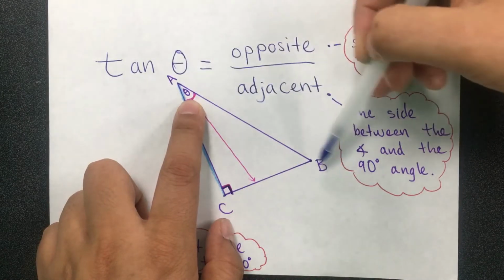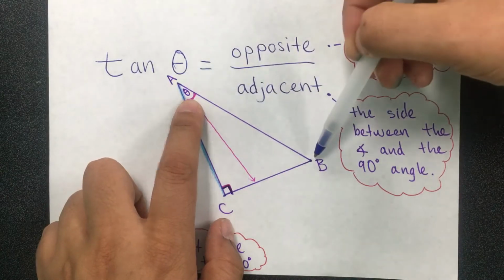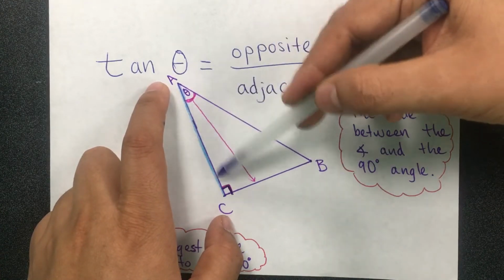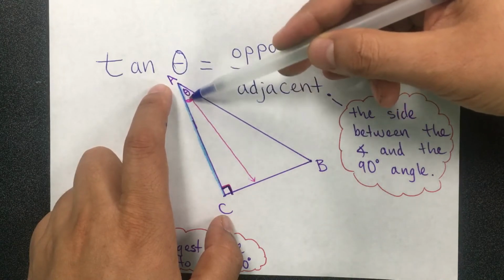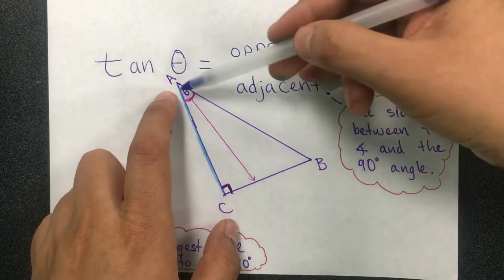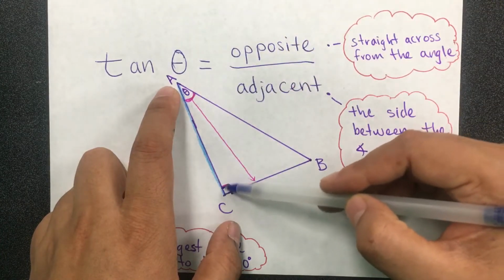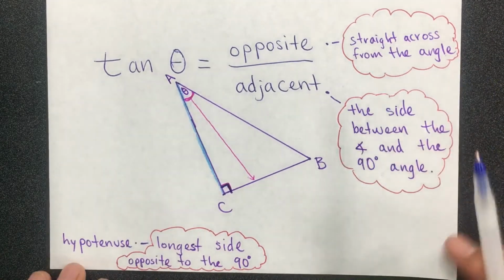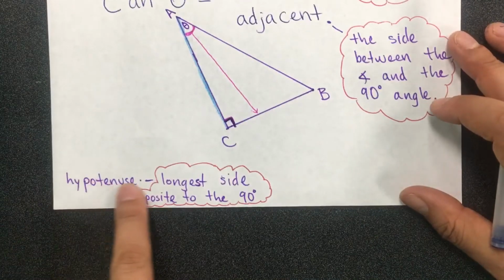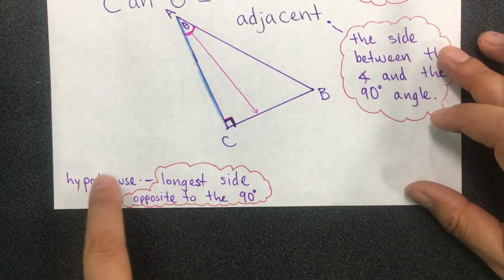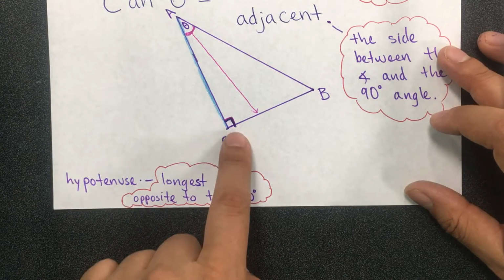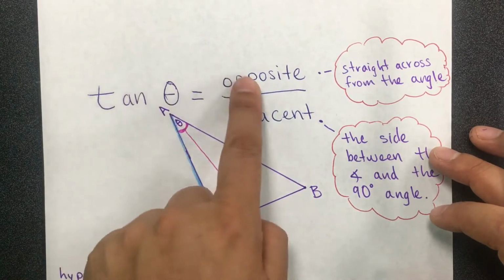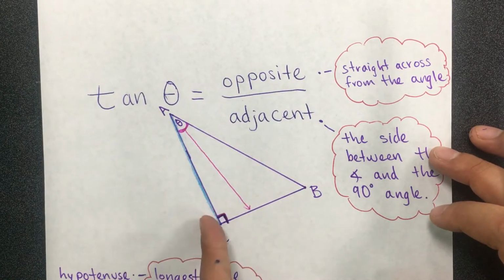A lot of people have an easier way to find the hypotenuse because it's the longest one. So the adjacent is touching that angle, okay? It's one of the sides of that angle, which is not the hypotenuse. The adjacent touches the 90-degree angle and the angle. It's between those two, okay? Hopefully that makes sense. And this is the last note: the hypotenuse is the longest side, opposite to the 90-degree angle. So for the tangent, we don't need the hypotenuse. We only need the opposite and the adjacent.